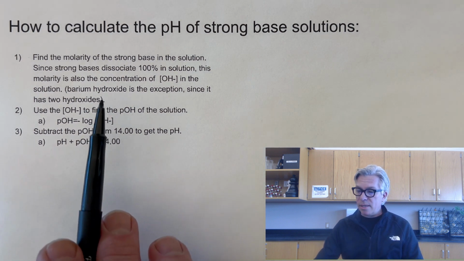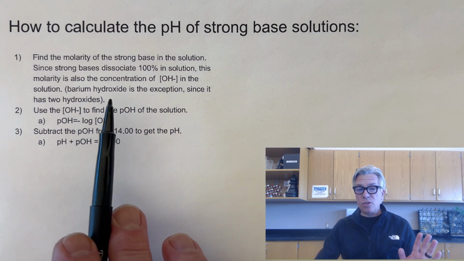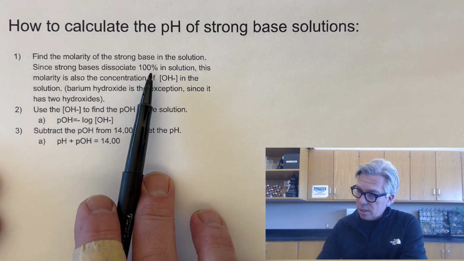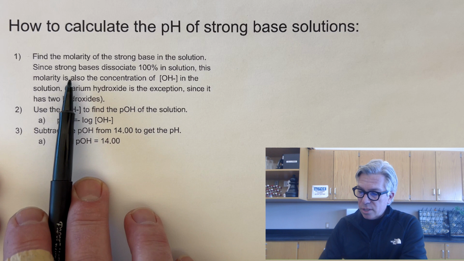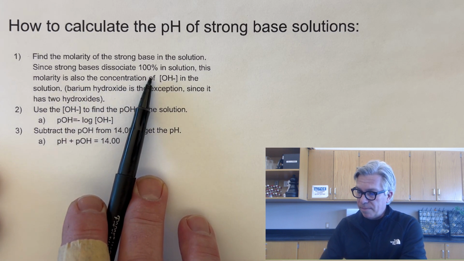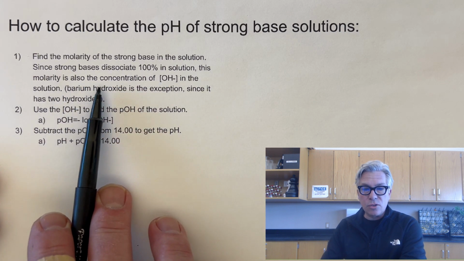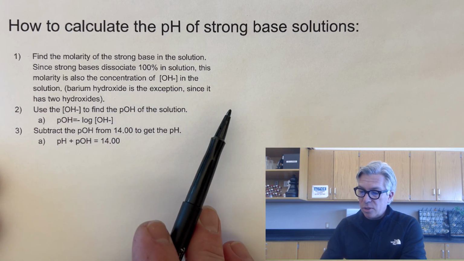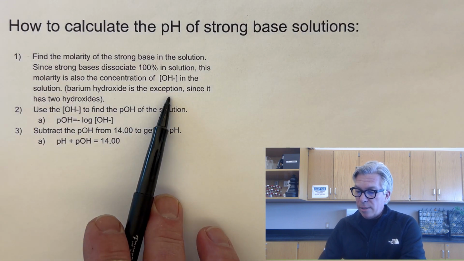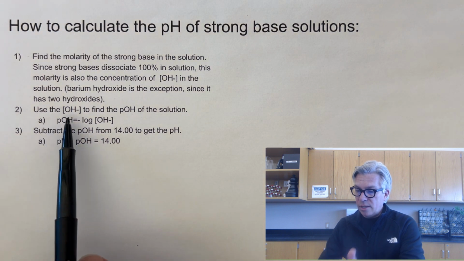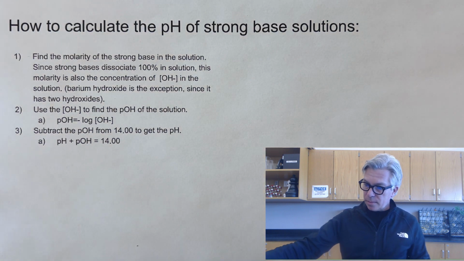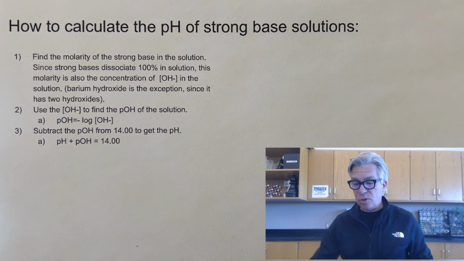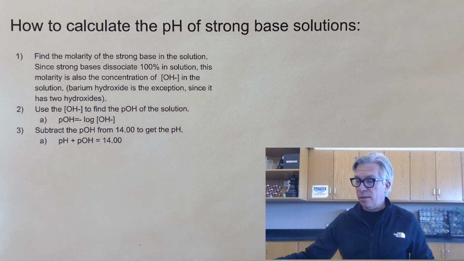To find the pH of these is just one extra step. To find the molarity of that strong base solution, since strong bases dissociate 100% in the solution, the molarity is also the concentration of OH. Barium hydroxide is the exception since it has two hydroxides, but use the OH concentration to find the pOH of the solution. The pOH is the negative log of the OH concentration, and then if you subtract that from 14, you will get the pH.